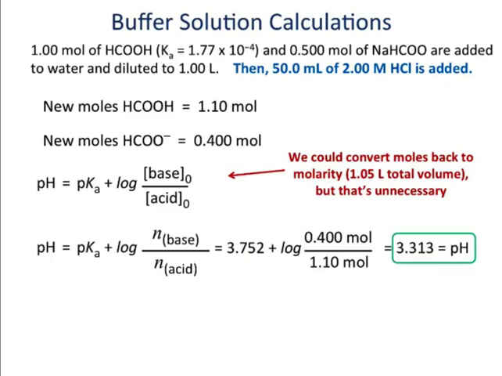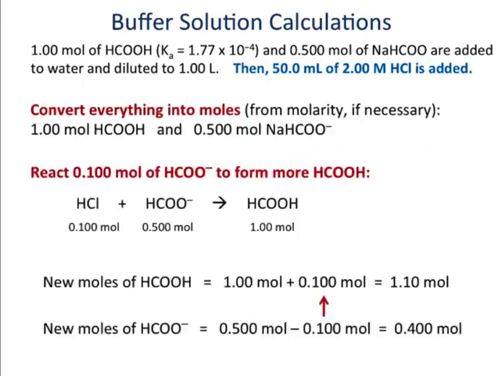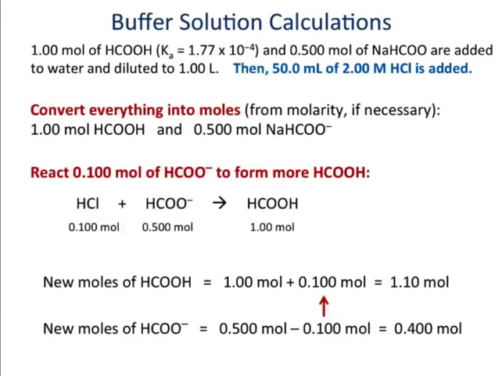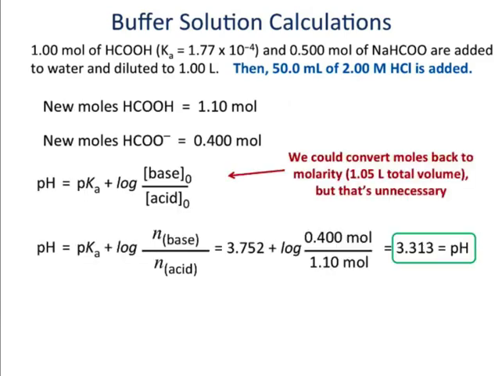and then you find the new pH after you've added the hydrochloric acid. So this is important for a couple reasons. One, this pH didn't change very much. Here it's 3.313. Before, it was 3.451. So if you had added this amount of acid just to plain water, your pH would have changed a lot. But we didn't do that. We added it to a buffer, so our pH barely changed. Which, that's cool. That's why buffers are super awesome.